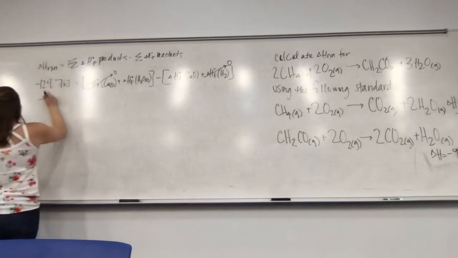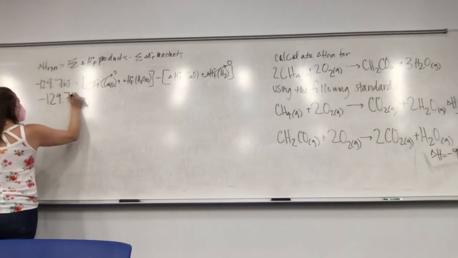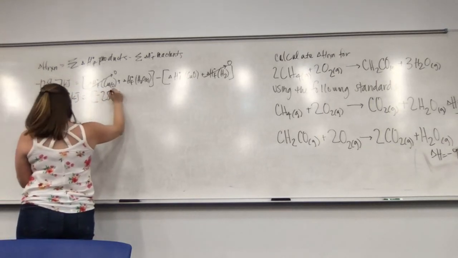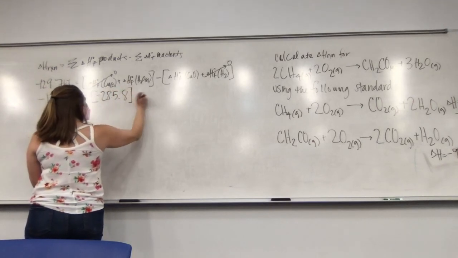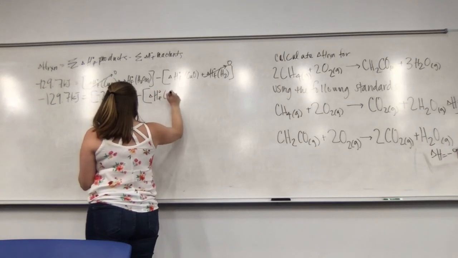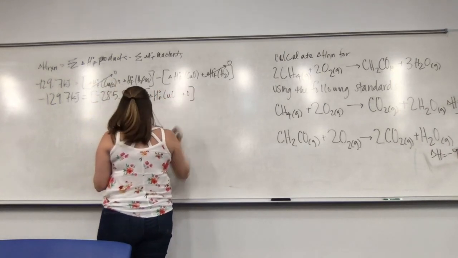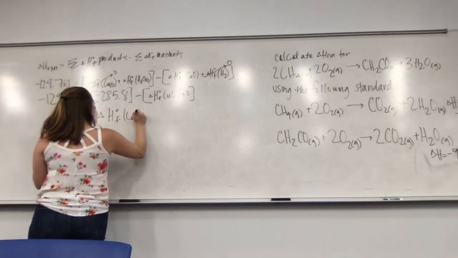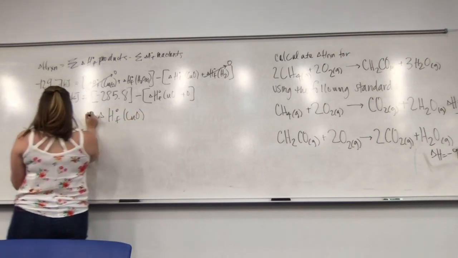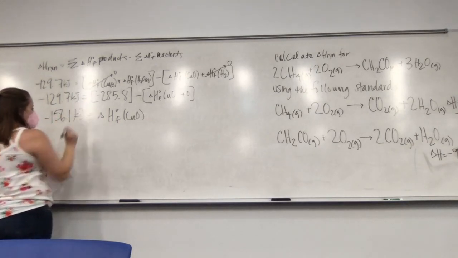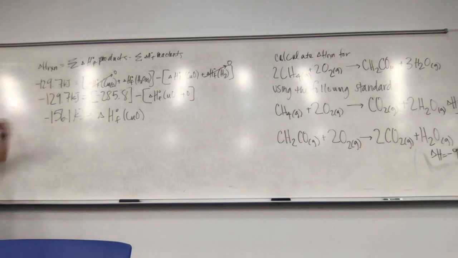So we take our negative 129.7 kilojoules, and that equals negative 285.8 minus delta H naught F of copper oxide plus 0. So delta H naught F of copper oxide is equal to negative 156.1 kilojoules. So what questions do we have about the first part?